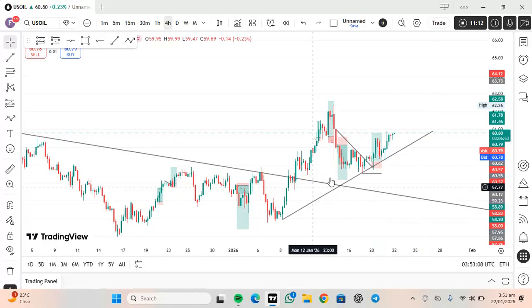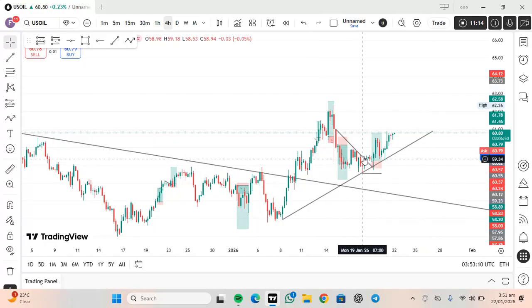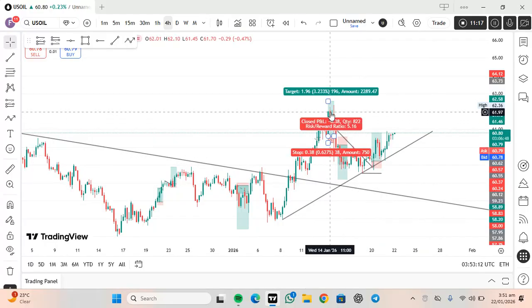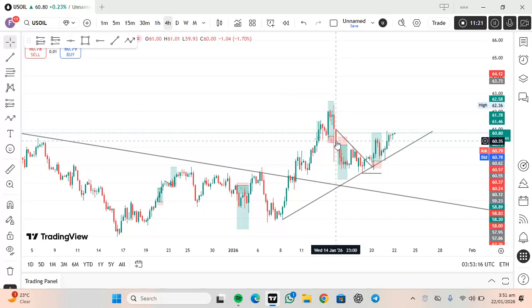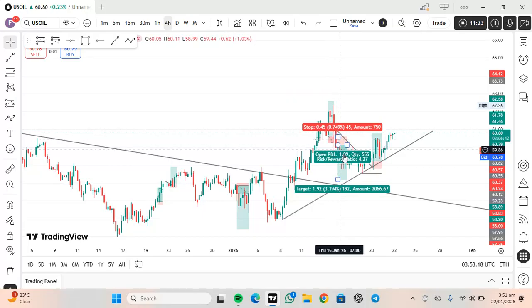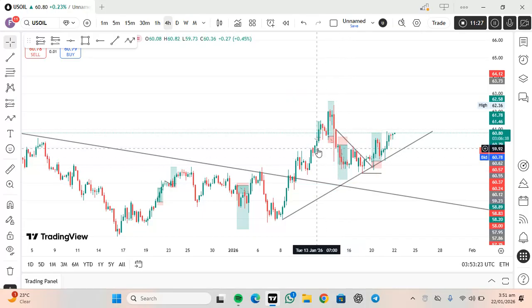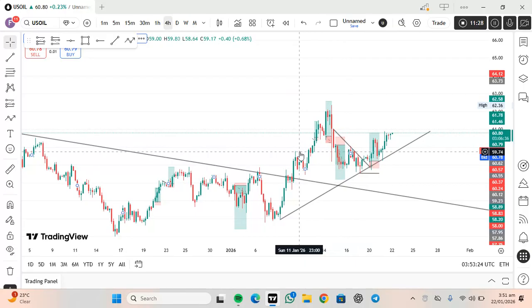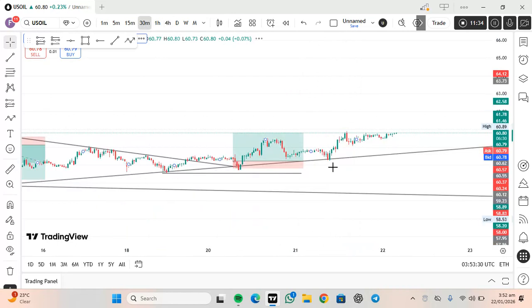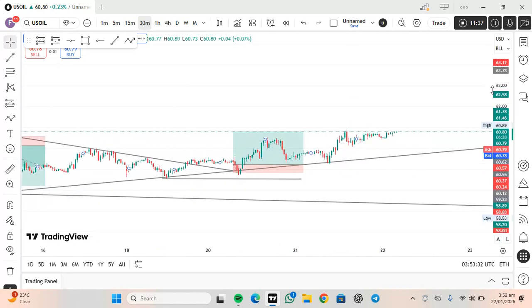So price was bullish, but at this point, price switched bearish. You see, I bought at this level and sold when price switched bearish. So this is not what we want. I already spoke about these trades in one of my videos. So when price switched bearish, I knew that price was originally bullish. So I scaled down to the 30 minutes.